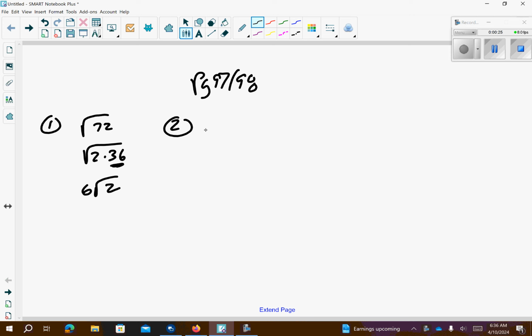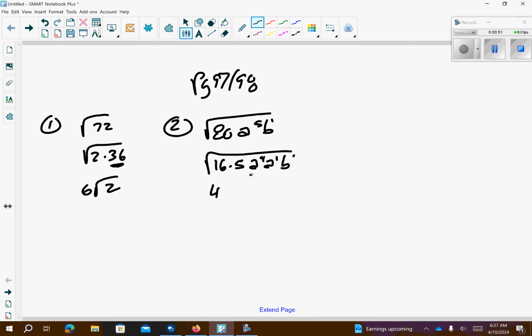Problem number 2, square root 80, a to the 5th, b. So let's break 80 down. 80 actually breaks down to 16 times 5. And the reason I'm not using 4 and 20 is because 16 is the biggest perfect square. Let's break down a to the 5th to a to the 4th and a to the 1st, and then b. That's b to the 1st, technically. So square root of 16 is 4. Square root of a to the 4th, take half of the exponent, and nothing else comes out, so I'm left with 5a and b inside. You could put a to the 1st and b to the 1st if you wanted to.